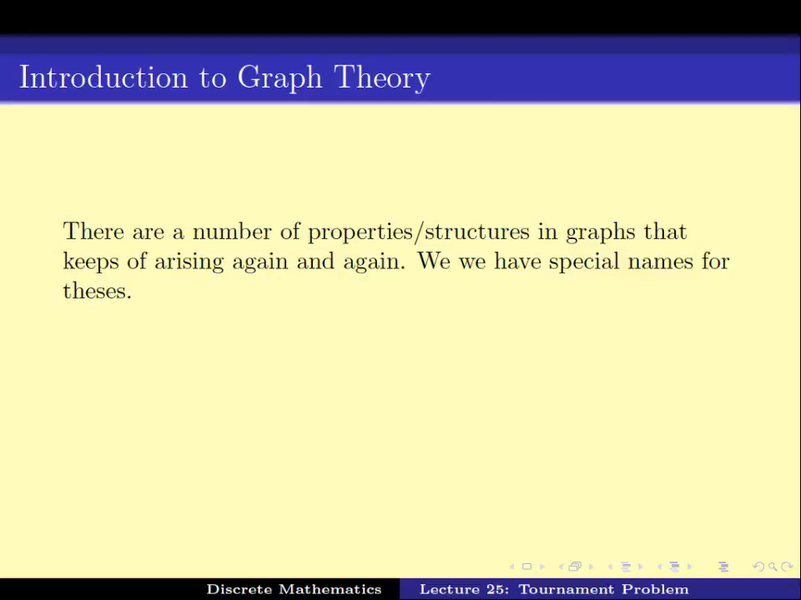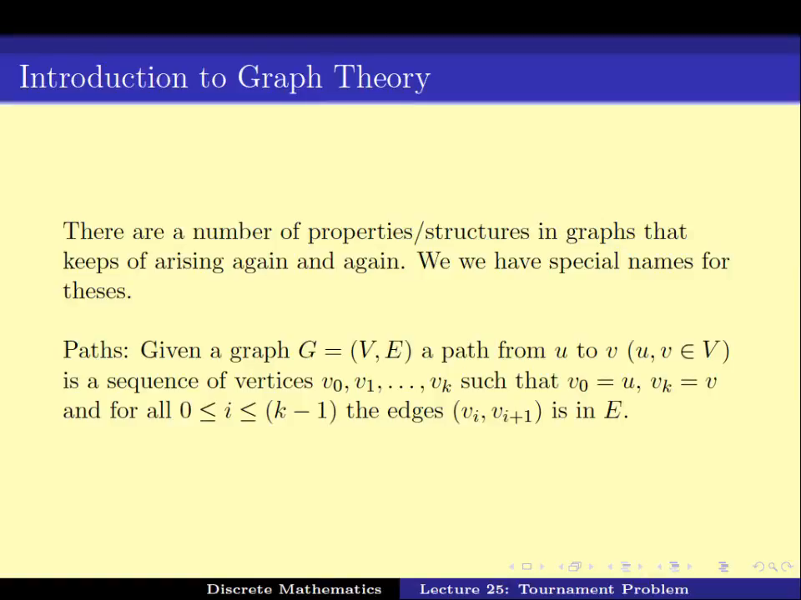Some properties of graphs are used more often than not. Rather, when we represent problems in graphs, certain properties keep coming up again and again. For them, we have special names, and they start a new subject on their own. So one such thing is a path. So what is a path? A path is a sequence of vertices.